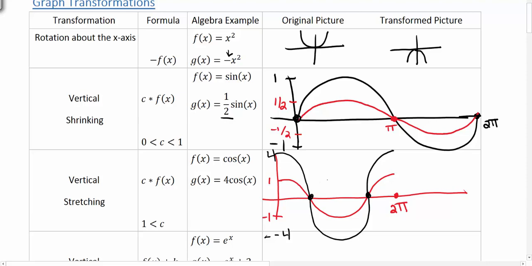So again, my graph is going to live between 0 and 2 pi, and it's going to cross through zeros at the same spot. But each y value is going to go up 4 times as high as the original or 4 times as low because we're multiplying every single y value by 4. So again, if we multiply by a negative, it'll rotate our function about the x-axis. If we multiply our function by a number that's between 0 and 1, it will shrink our graph by that factor. And if we multiply by a number that's bigger than 1, it will stretch our graph.